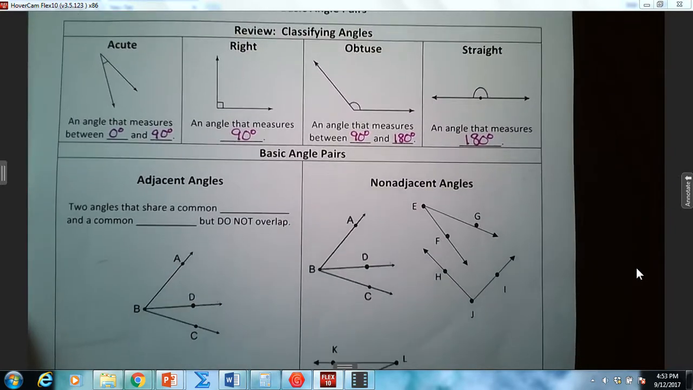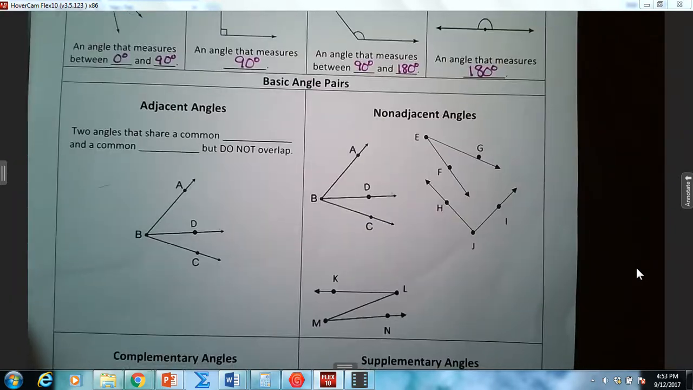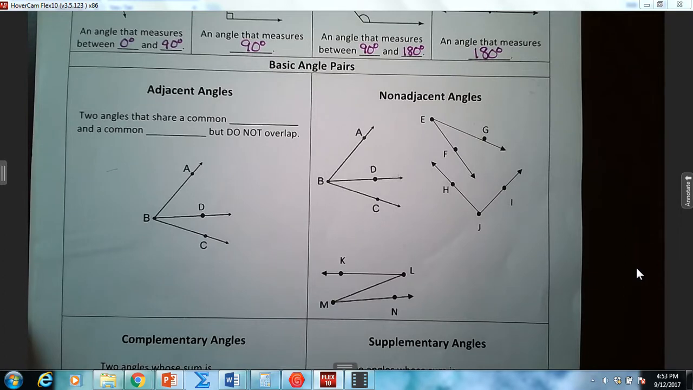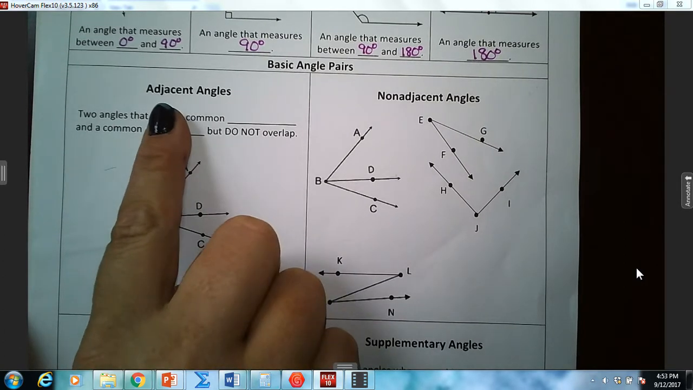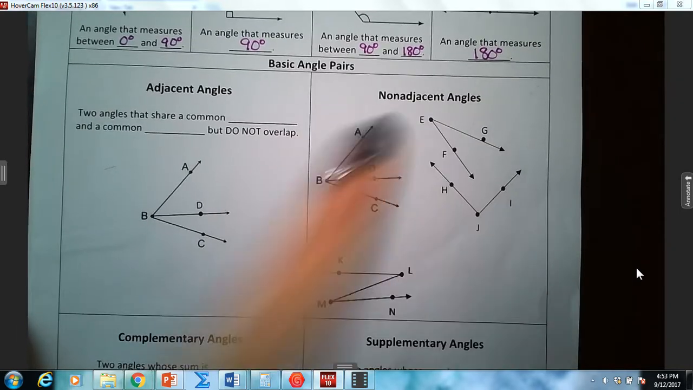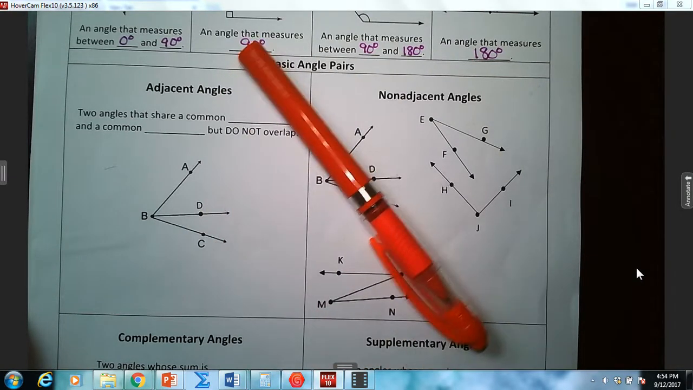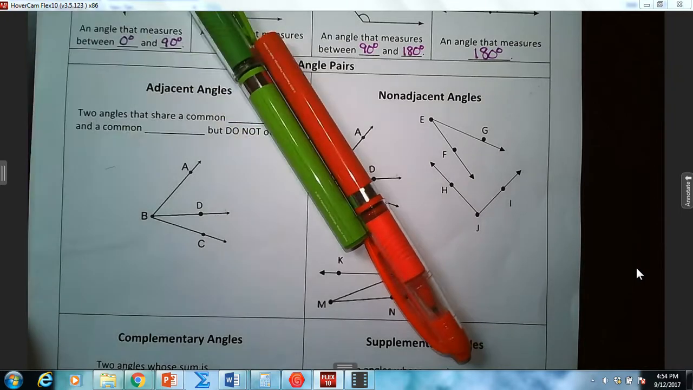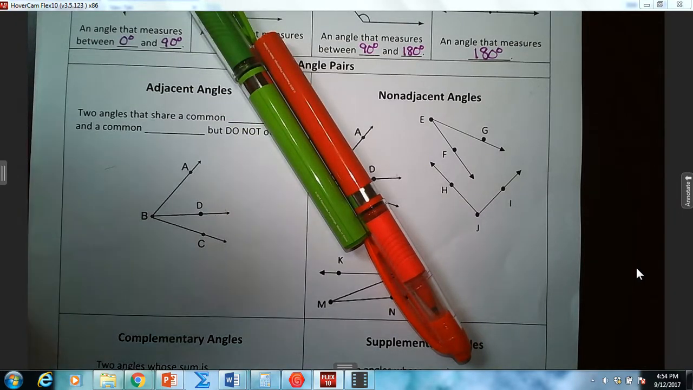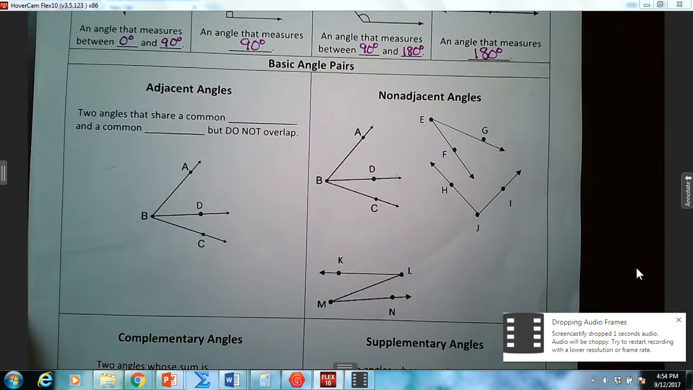Now for something new. We've got other ways of describing angles. The first is to describe an angle as adjacent or non-adjacent. So let's talk about the word adjacent. Adjacent means next to, beside. My orange pen is adjacent to my green pen. They're side by side. Adjacent means beside.